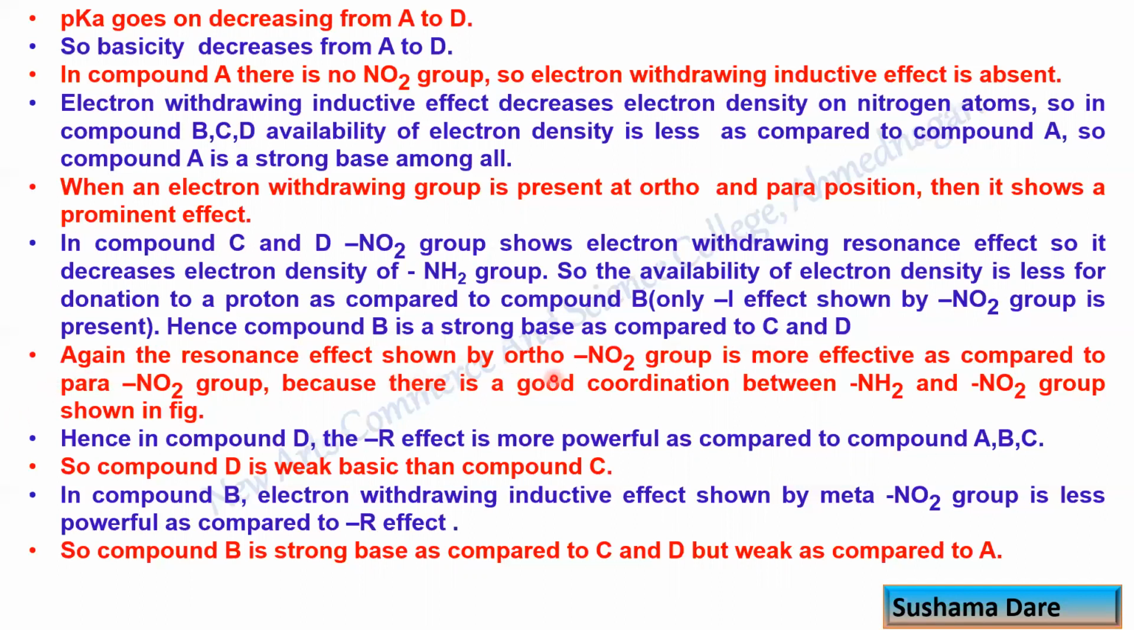Again, the resonance effect shown by the ortho NO2 group is more effective as compared to the para nitro group because there is a good coordination between the NH2 group and the nitro group as shown in the figure. Hence, in compound D, the -R effect is more powerful as compared to compounds A, B, C. So, compound D is weaker basic than compound C. In compound B, the electron withdrawing inductive effect shown by the nitro group is less powerful as compared to the -R effect. So, compound B is a stronger base as compared to C and D, but weaker as compared to A.